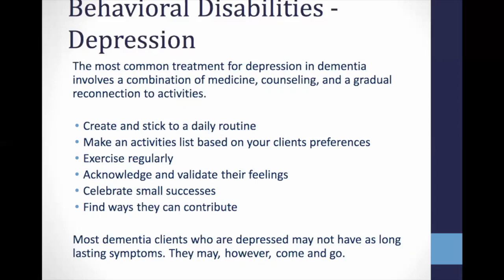Most dementia clients who are depressed may not have as long-lasting symptoms. They may, however, come and go. And so you'll see waves of depressive moods followed by maybe some euphorias and maybe some more happy times. It just kind of goes back and forth.